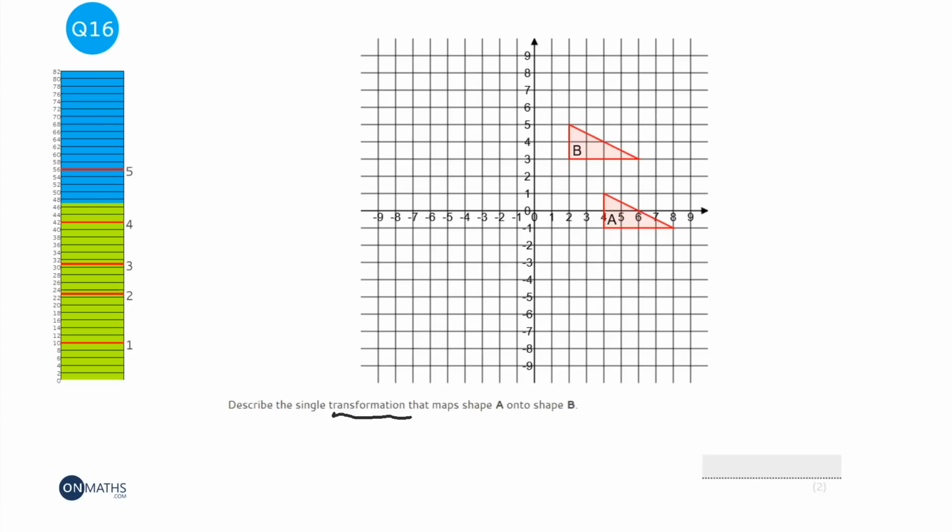Has it grown or shrunk at all? No, so it's not an enlargement. So that leaves translation. Now, translation just means we've moved it, and that's perfect because we have just moved A to B. Now, the second thing to realise is we are starting at shape A and we're going to shape B.